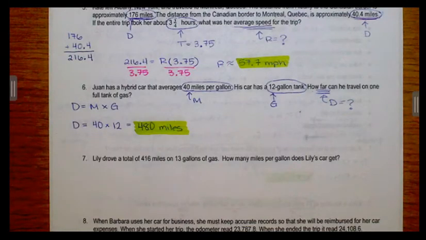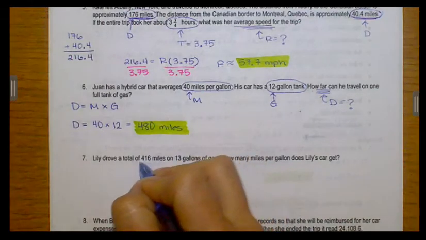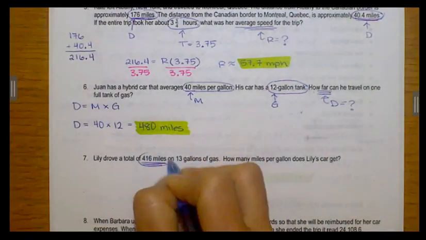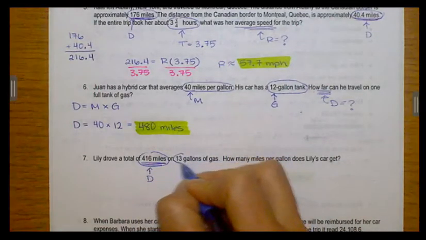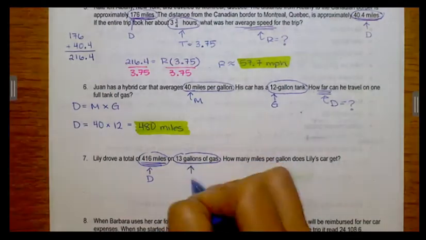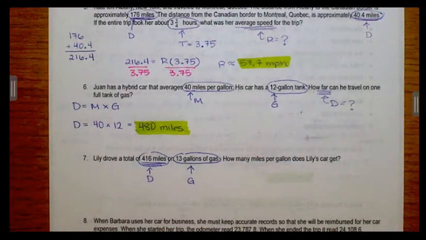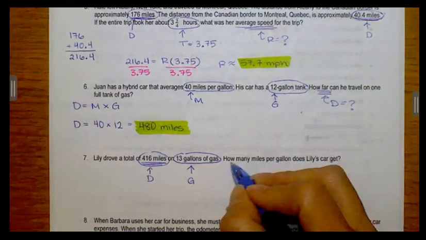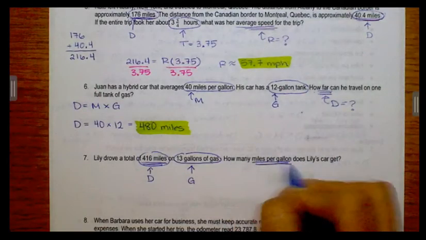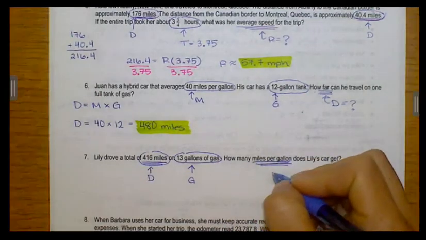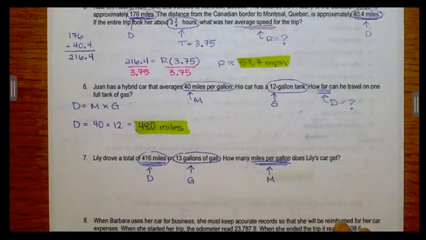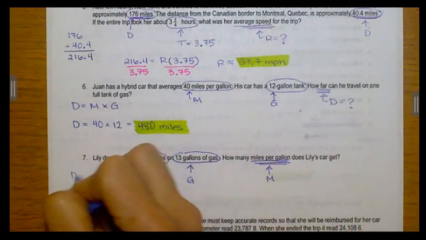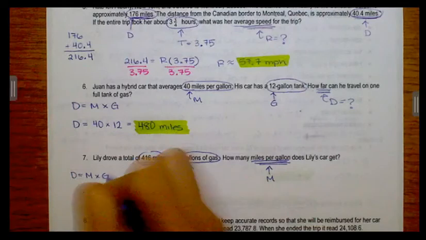So number 7, Lily drove a total of 416 miles. So miles, this is a distance, on 13 gallons of gas. This is going to be our value for G. Question: how many miles per gallon does Lily's car get? So it's asking about the fuel efficiency of her car. So this is our miles per gallon. Let's go ahead and plug everything into our equation D equals M times G.